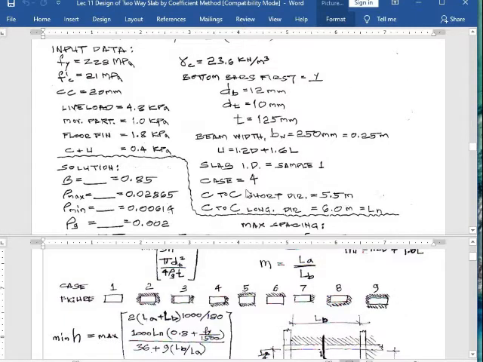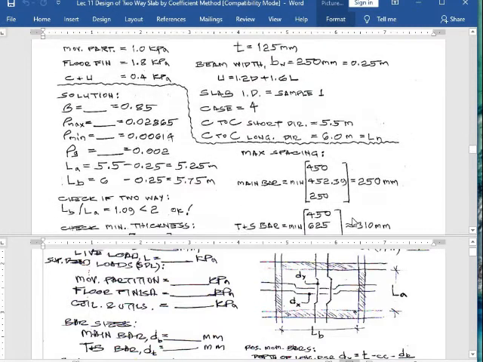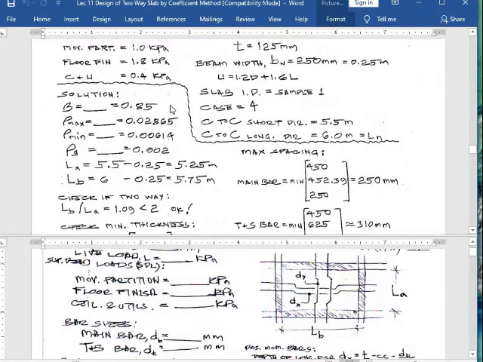Next, you have center to center short direction, which is 5.5 meters. Ito yun. That is this dimension. Center to center long direction is 6 meters. That is also your LN. Take note, center to center yan. And then, that is your LN. So, start tayo ng solution.